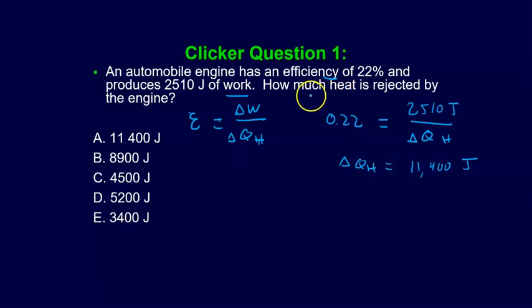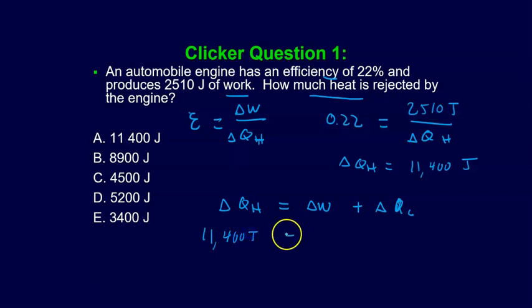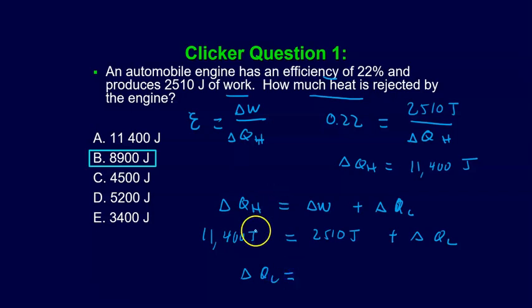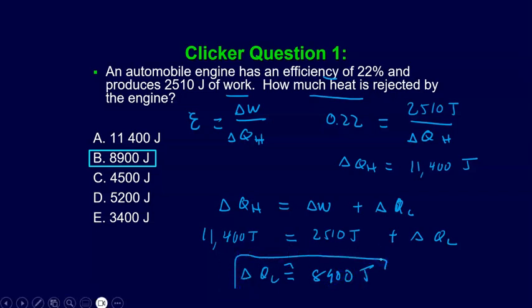Now, you might want to pick A, but this is the heat that we're taking out of the hot reservoir. The question is asking how much heat is rejected by the engine, which would be delta QC. Delta QH equals delta work plus delta QC. We know two of these, so I'll write 11,400 joules equals the work, 2510 joules, plus delta QC. When I solved for this, I got roughly 8,900 joules. This equation will be really important to us, as we're going to spend a lot of time looking at heat engines, power plants, this sort of thing.